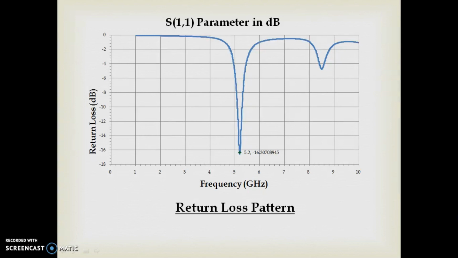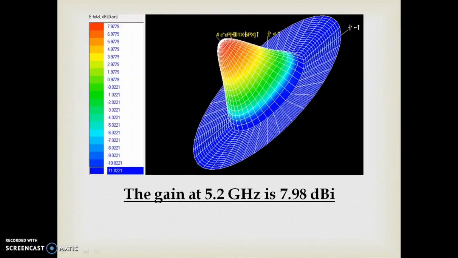So as we can see, by doing all of these, the graph shown on the screen shows that the return loss is maximum at about 5.19 GHz, which is approximately 5.2 GHz, and the bandwidth is 185 MHz. And as we can see, the gain at 5.2 GHz is 7.98 dBi, which is also a preferable value.